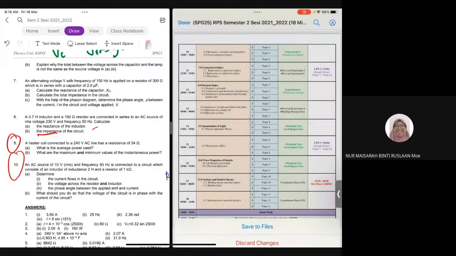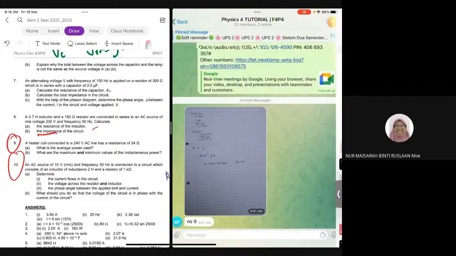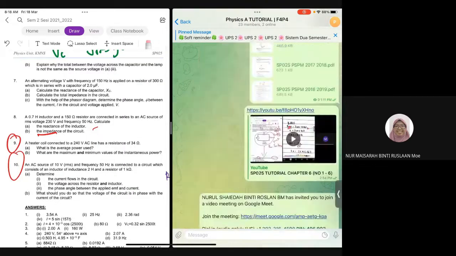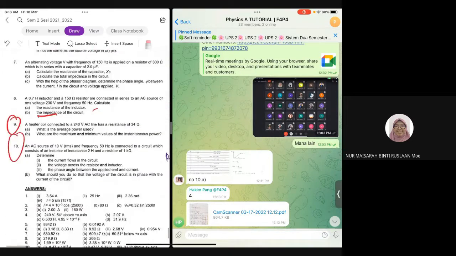Apa benda ni, kenapa dia nak kena save. Okey dah, saya masuk kepada soalan number 7.